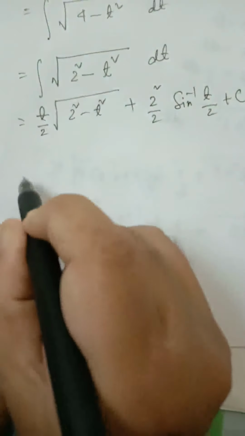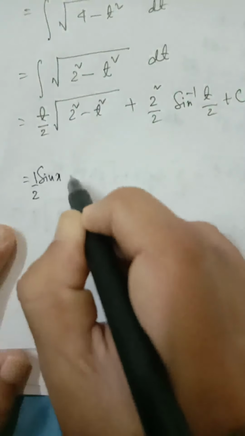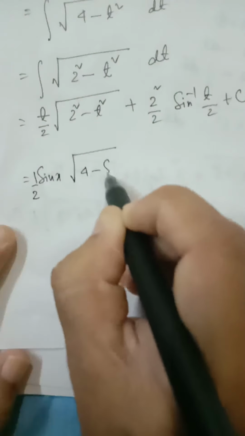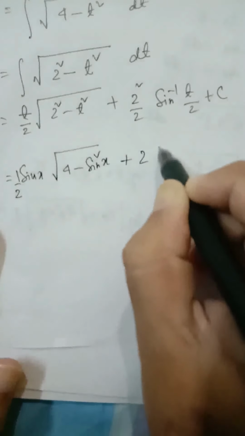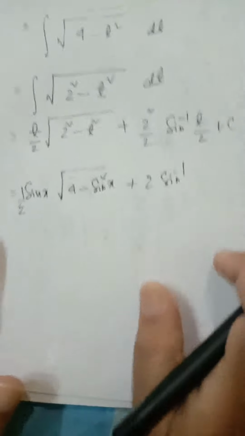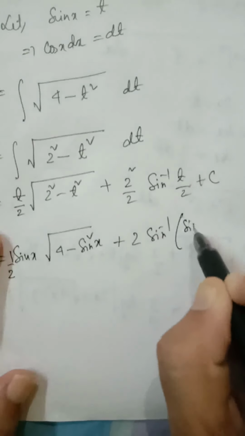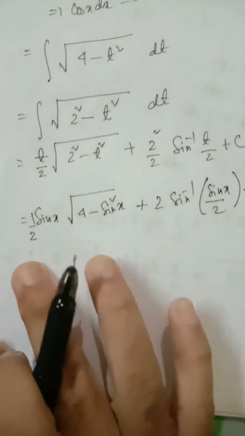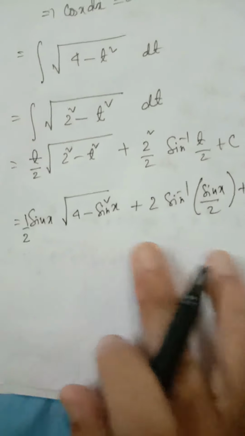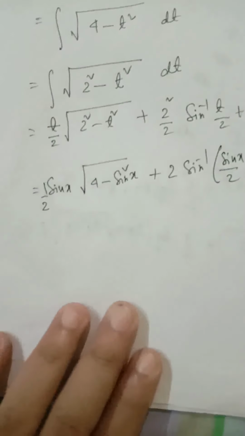Now we will put t equal to sin x. So our answer will be half into sin x into root over 4 minus sin square x plus 2 sin inverse of sin x by 2 plus c. This is the answer.